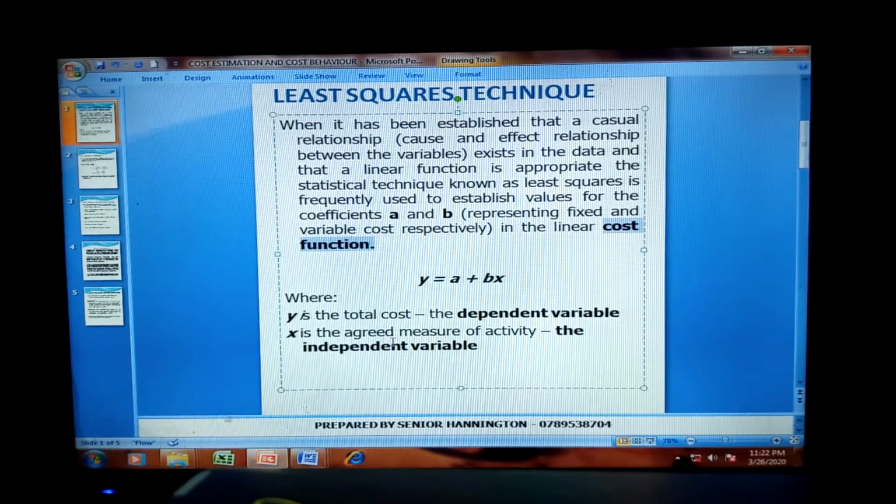Now what is an independent variable? An independent variable is simply any variable, it can be volume, machine hours, labor hours, or any other cost driver that affects the value of the dependent variable, such as costs. So you need to know these key terms: cost function, dependent variable, and independent variable.